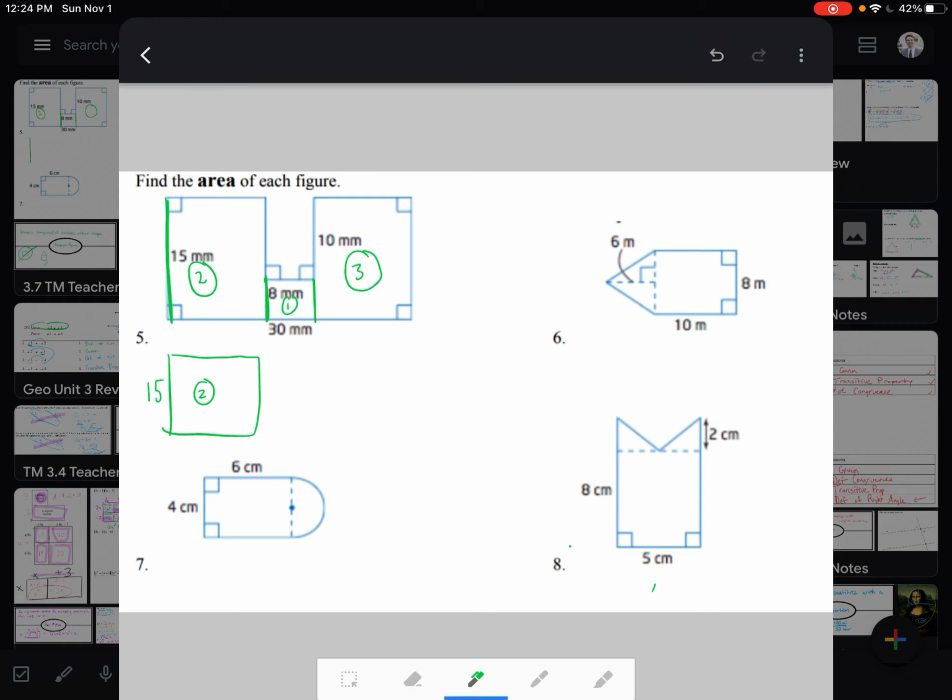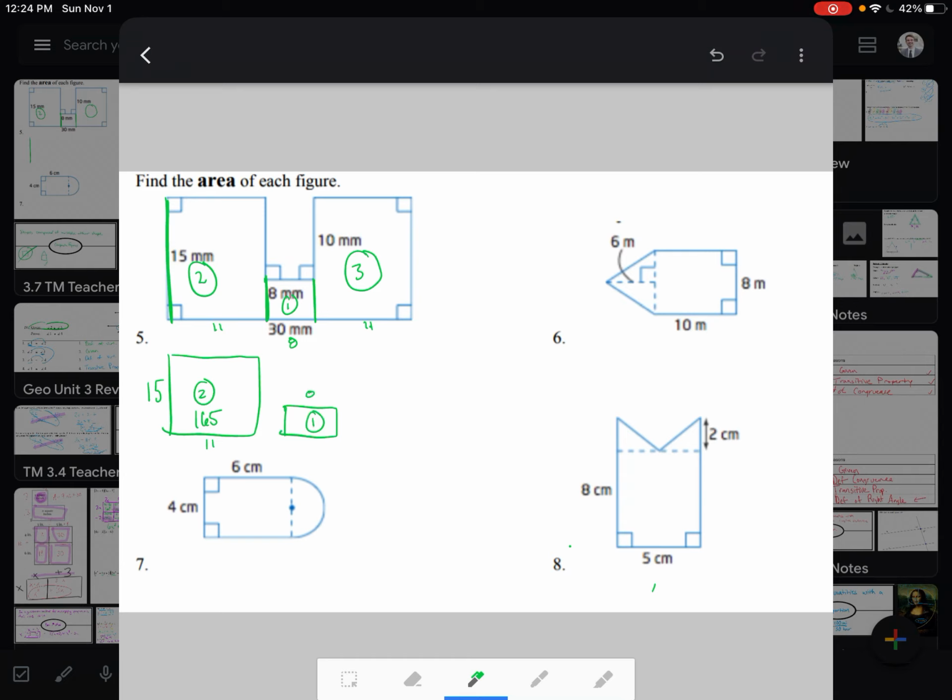The length here, this side is 15. We know that the entire bottom of our figure here is 30, and they take 8 millimeters away, so we're left with 22 to split evenly between here and here. So if we have 11, 8, and 11, that gets us to the 30. So it looks like we have 11 here. So the area of shape number 2, we're going to see is 15 times 11, or 165.